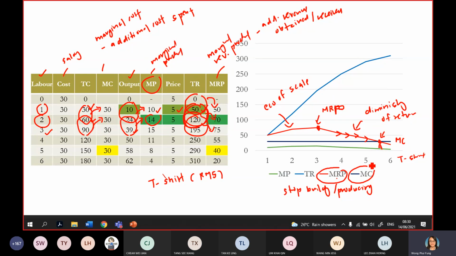So it's actually roughly between 5 to 6. So in that case, we have to stop hiring the labor. Maybe 5 is enough already. Okay, so that is what we say profit is maximized. This is what we call the optimum point. Okay, so this is the t-shirt labor example.